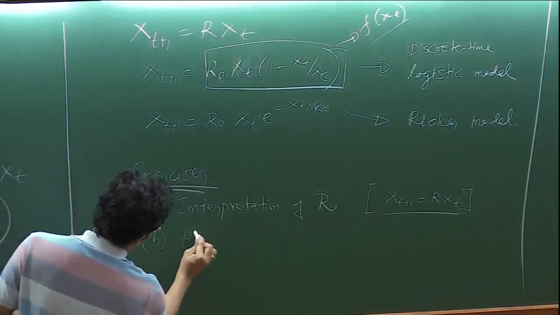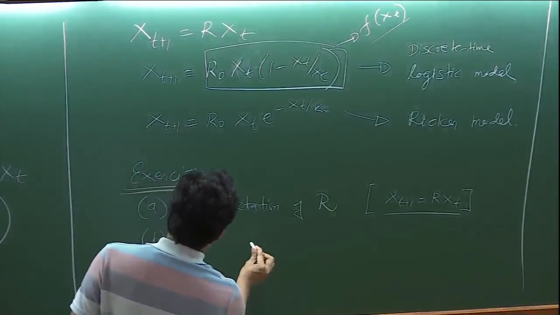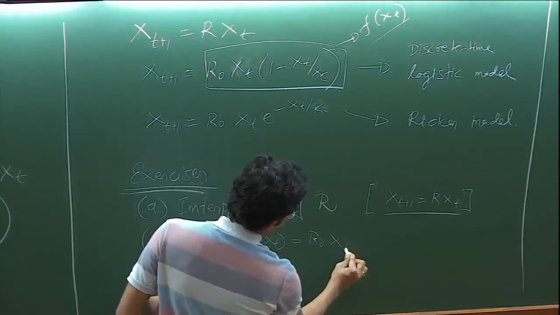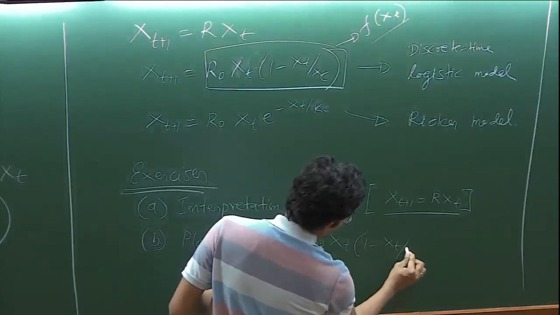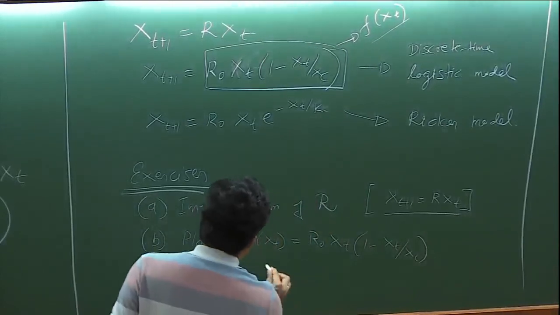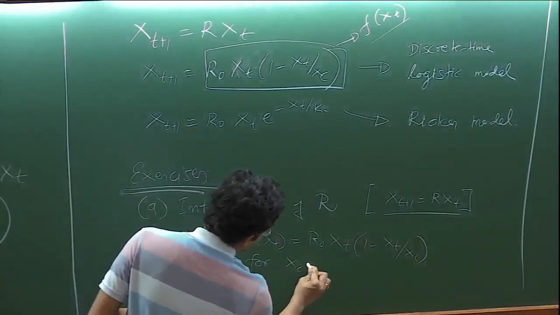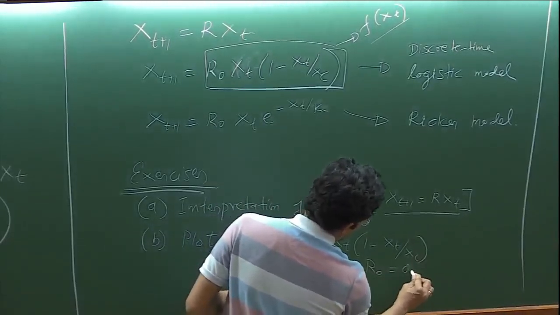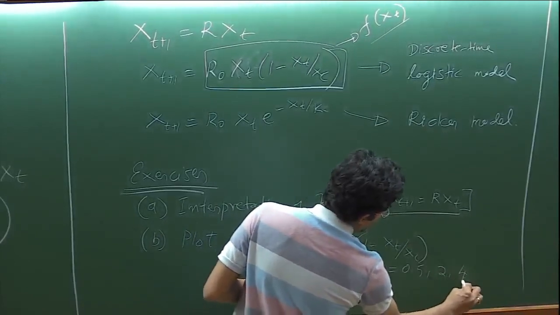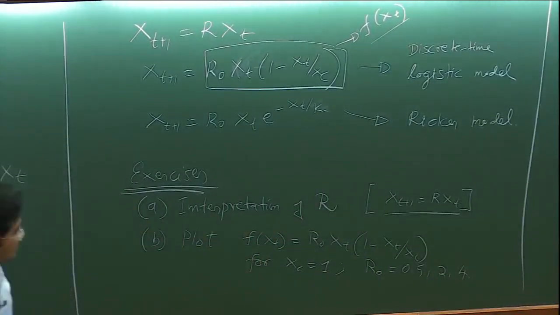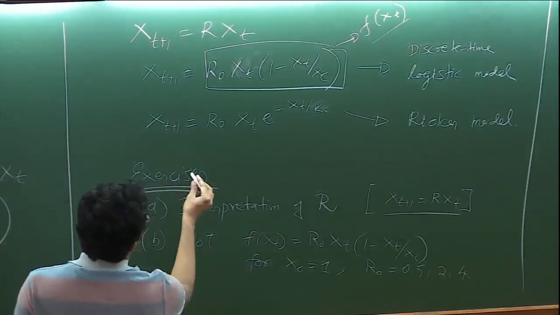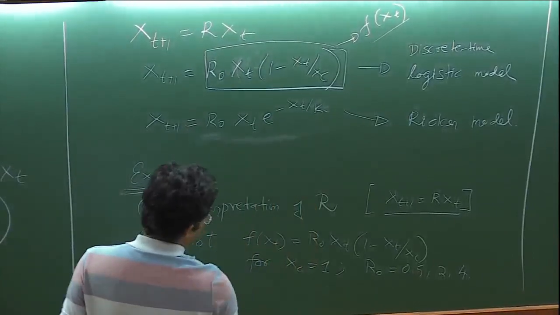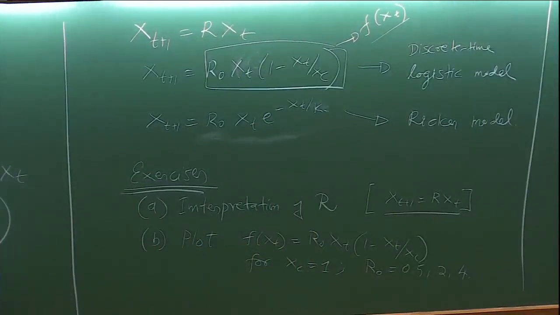Second one is plot f of xt is equal to R0 times xt into 1 minus xt by xc. Assume that xc is equal to 1 and do this for different values of R0, like maybe half, 2, maybe 4. Also plot maybe, it's not very instructive to do so, but I think it's okay. Just plot and get a sense of what's happening.